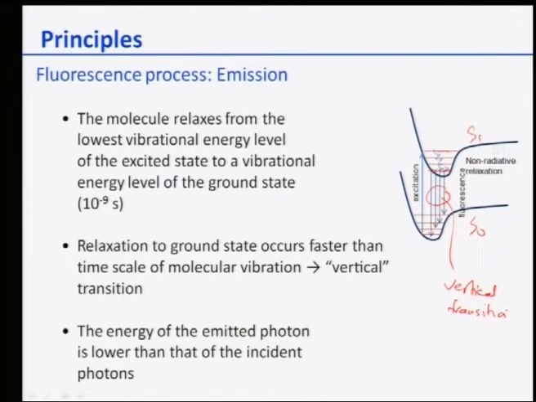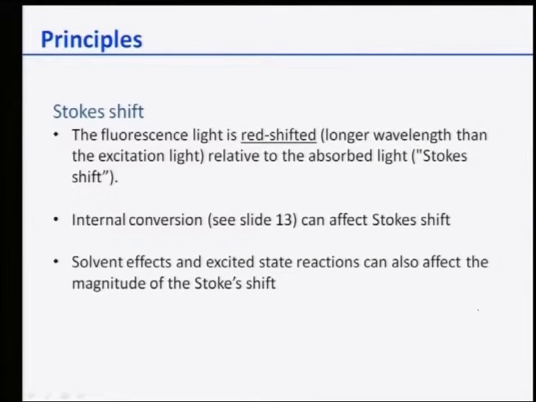Energy of the emitted photon is obviously lower than the incident, because there is some amount of energy lost in the process. Well, as I told you about Stokes shift, let me talk about Stokes shift now. Fluorescence light is always red shifted, that is, it comes at a longer wavelength than the excitation light. This is what is known as Stokes shift.